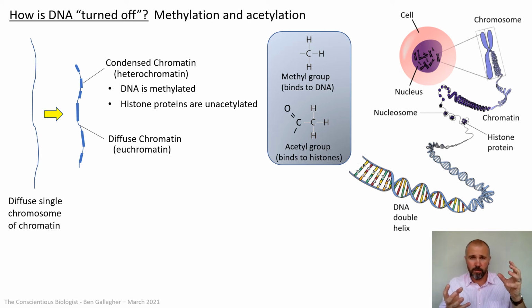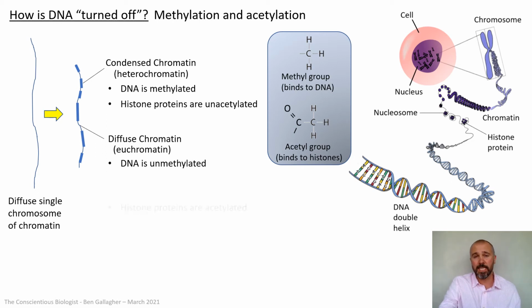To uncoil it, or what it was originally as euchromatin, is the opposite. The DNA is unmethylated, so very few methyl groups, and the histone proteins are acetylated. Okay. Now, you just need to memorize that, and there's no easy way to do that. You just need to make sure you understand it's these methyl groups and acetyl groups. Methyl groups bind to DNA, acetyl groups bind to histones, and it's the level of methylation and acetylation of DNA and histone proteins that determine whether it's heterochromatin or euchromatin.